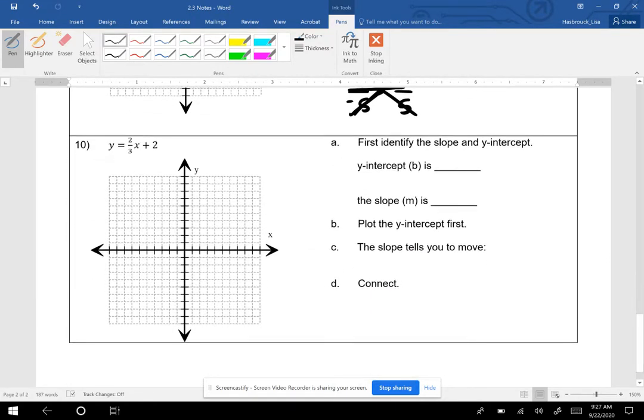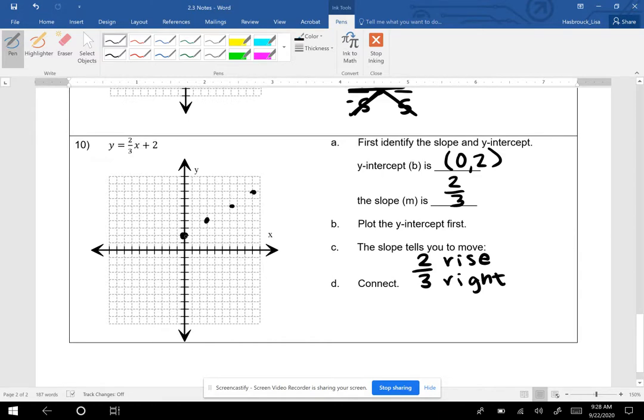For our last problem, we have y equals 2/3 x plus 2. Our y-intercept is 0, 2. And our slope is the 2/3. I'm going to plot a point at 2 on the y-axis for our y-intercept. My slope is a positive 2/3. So from my y-intercept, I'm going to rise 2 and then go to the right 3 and continue that pattern. So from my y-intercept, up 2, right 3, up 2, right 3.